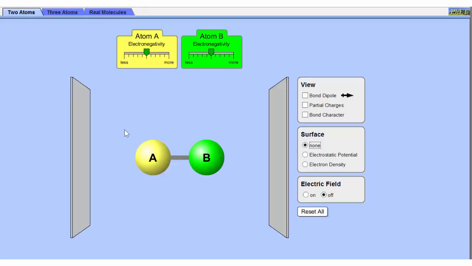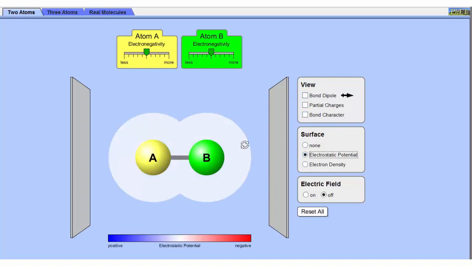So here's a molecule that consists of two atoms, atom A and atom B. Say that atom A has an electronegativity and atom B has an electronegativity, and they're exactly the same. So this molecule is not polar. If I try to indicate whether it's polar or not, nothing happens. If I want to see where the electrons are hanging out, there isn't any red or blue because this is a non-polar molecule. However, watch what happens if atom B gets more electronegative than atom A.